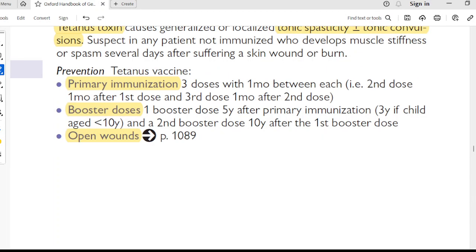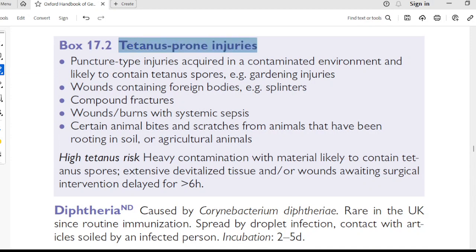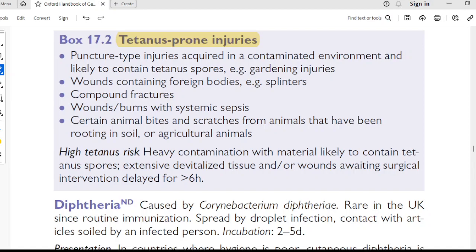Open wounds, Box 17.2. These are tetanus-prone injuries. Puncture-type injuries acquired in a contaminated environment and likely to contain tetanus spores, for example gardening injuries. Wounds containing foreign bodies, for example splinters. Compound fractures, wounds or burns with systemic sepsis. Certain animal bites and scratches from animals that have been rooting in the soil, or agricultural animals.